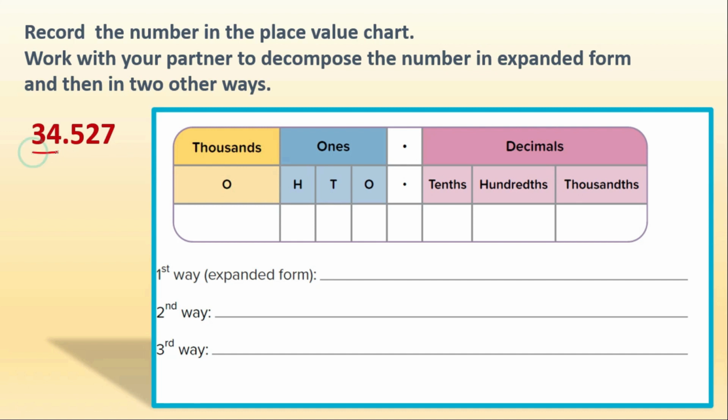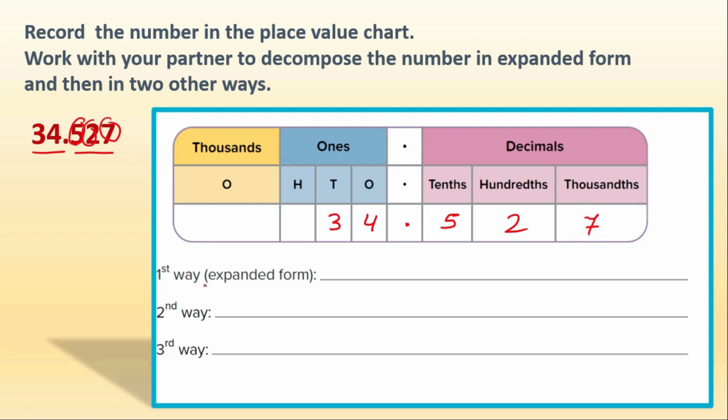هنا 34,527,000. Okay, يعني 34 in tens and ones, and then decimal point. Write 5 in tenths, 2 in hundredths, 7 in thousandths. 5, 2 and 7. Okay, تمام.